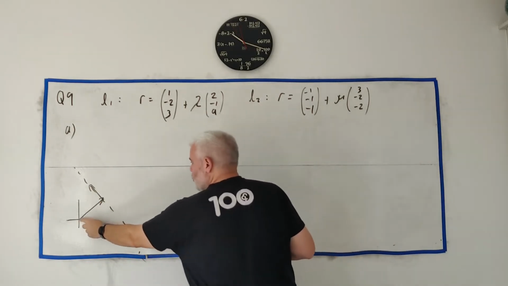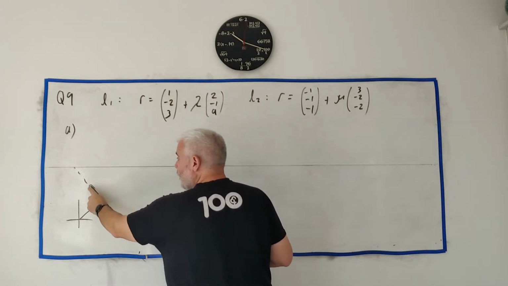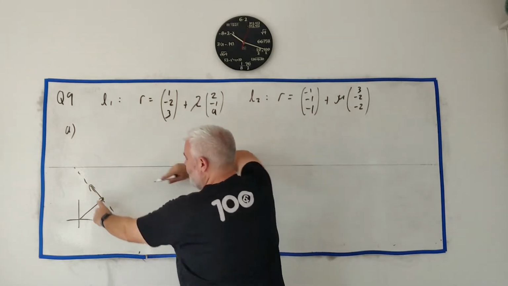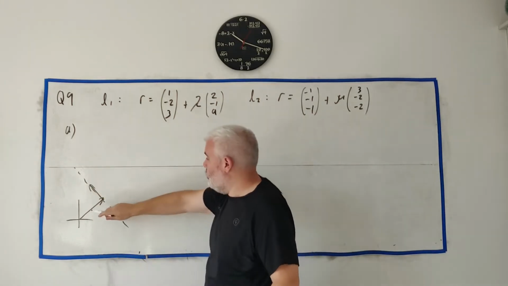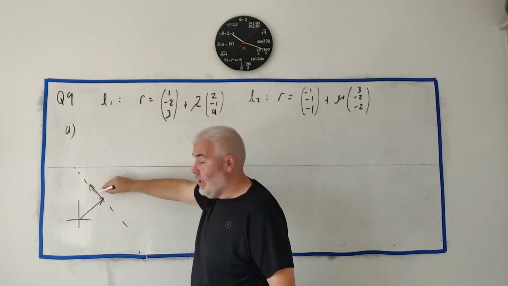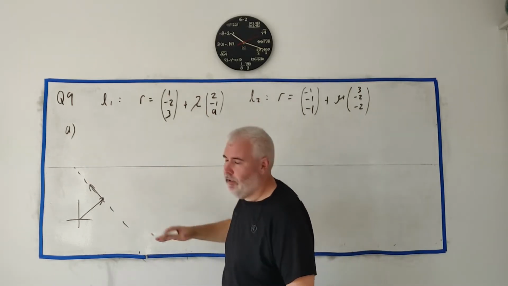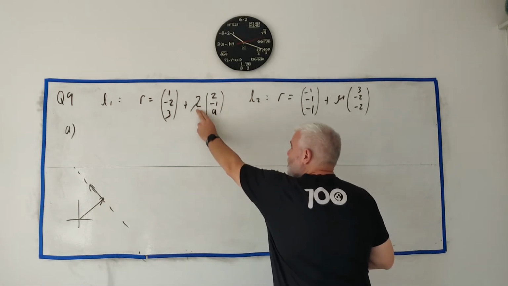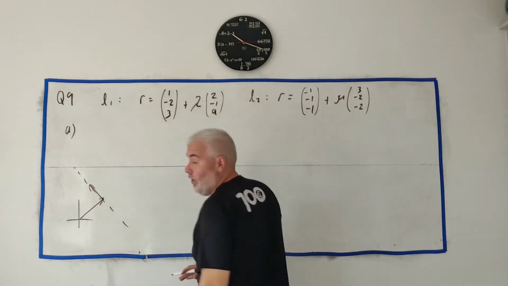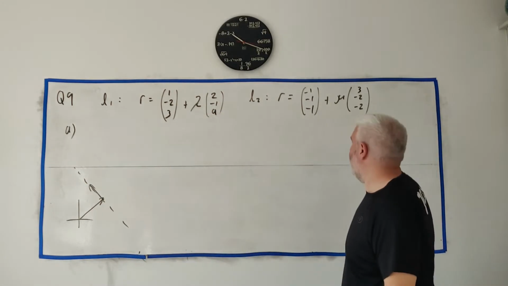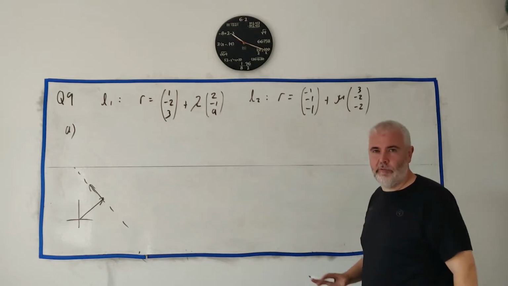For example, you go to the line and you move one of these vectors, you get here. You go to the line, you move half of this vector, you get here. You move 3 of the vector, you get here. Minus 2 of the vector, down here. So by changing this number, you get every single place on this line. Okay, that's just a quick reminder.